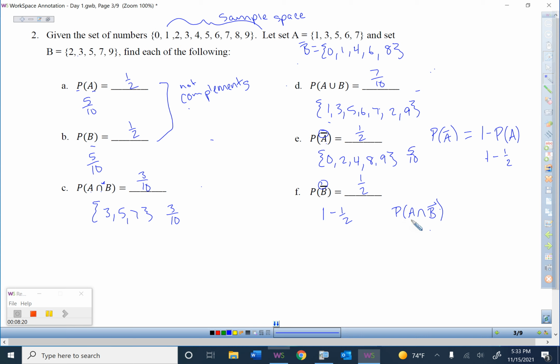And we want to take A and find where it overlaps with that. So we've got an overlap of 1 for sure. And then if you look through here, the 6 also repeats. And it looks like that's it. Okay, so for those, we have 2 over 10, which would be 1/5 for the probability of that one. Okay, so just in case you see something with an intersection union that involves a complement.